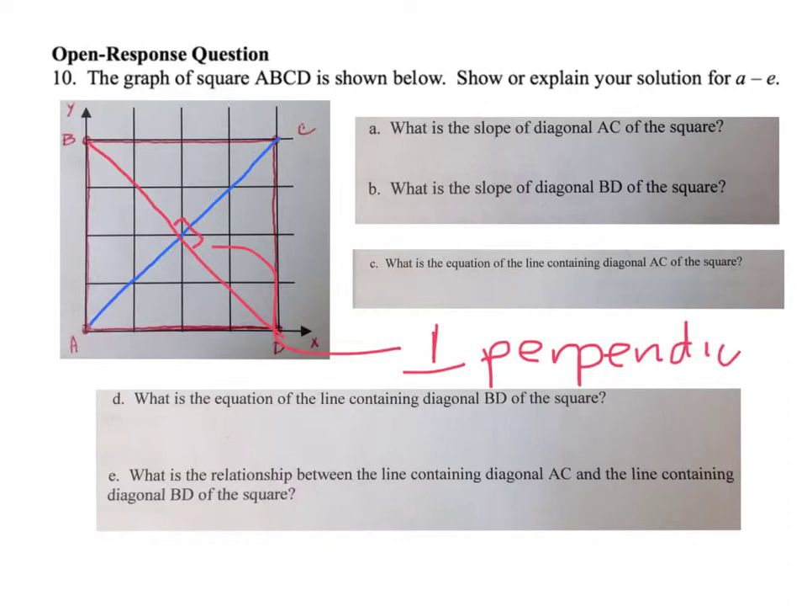You could have used that argument saying that the two lines were perpendicular lines, or you could have told me where those lines intersect. If this was 0, 0 and this was 0, 4, hopefully you realize the intersection point of the two diagonals is 2, 2.